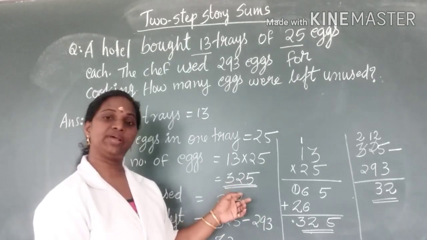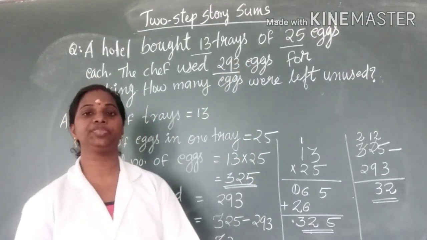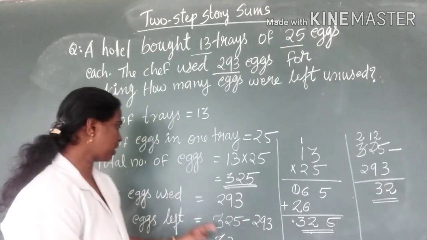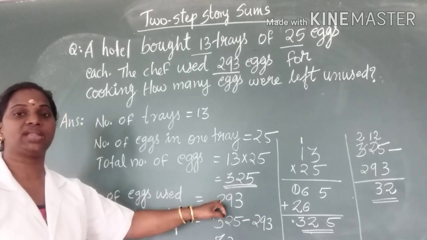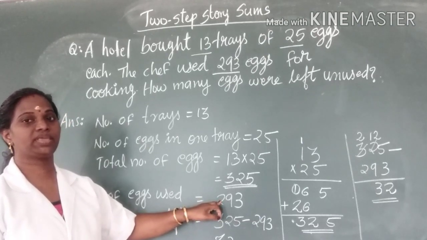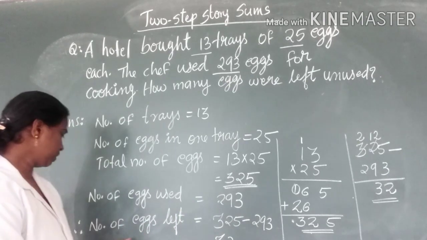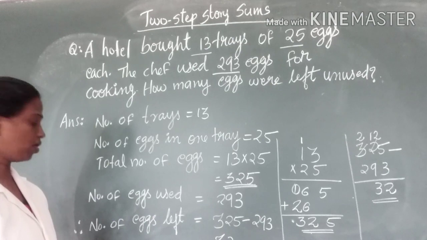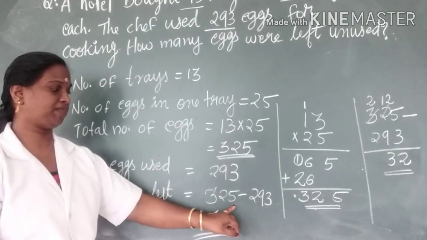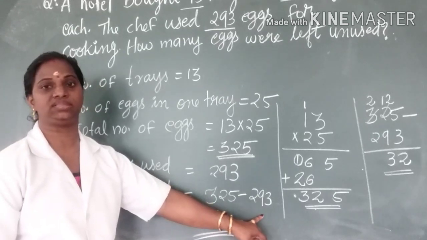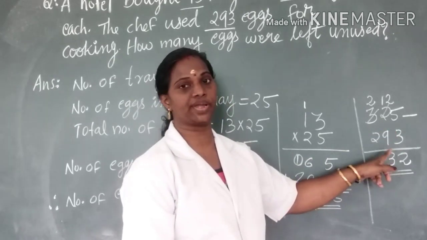325. From this total number, how many eggs were used? 293 eggs were used for cooking. So we can write number of eggs used is equal to 293. Then we can easily find the number of eggs left. So the final statement is, therefore, number of eggs left is equal to 325 minus 293. See here, I am subtracting 325 minus 293.